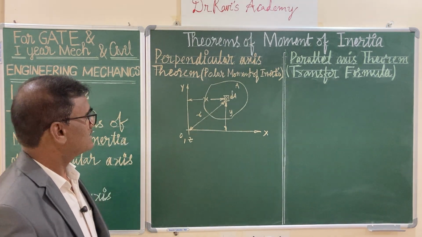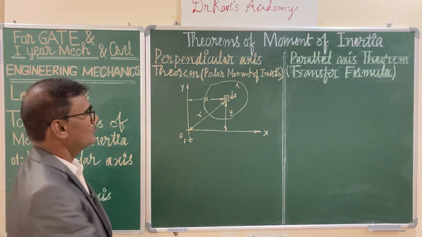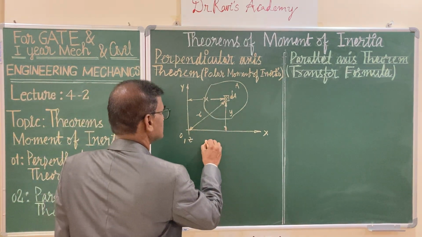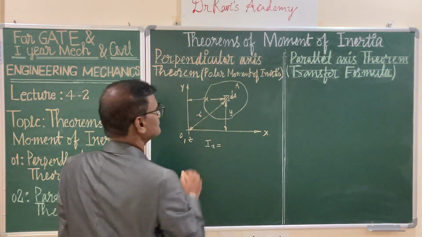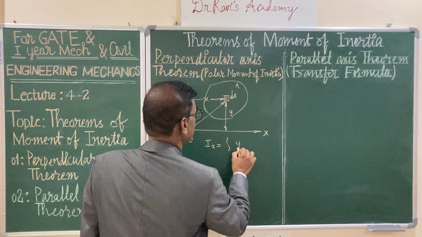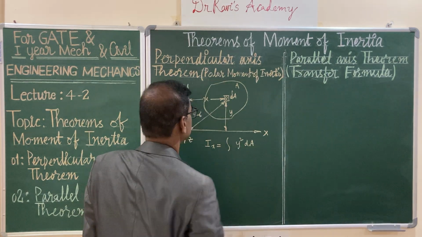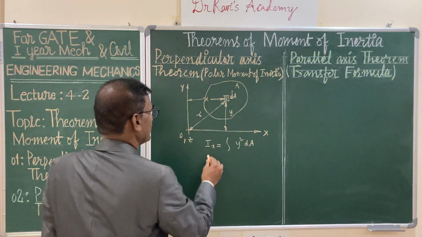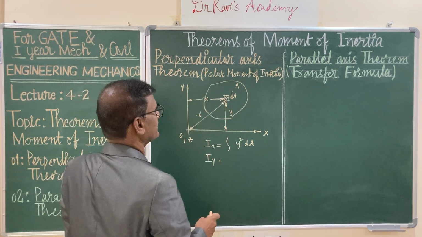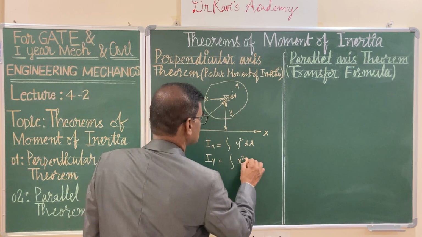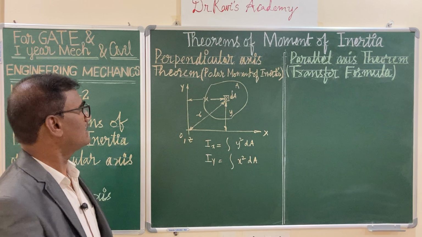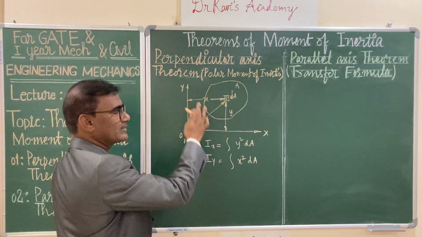And let us write the expression for the moment of inertia about the x-axis. I am writing it as Ix is equals to, it is a moment of area, that is integral y square dA. And about the y-axis, that is Iy is equals to, it is a moment of area, that is integral x square dA.